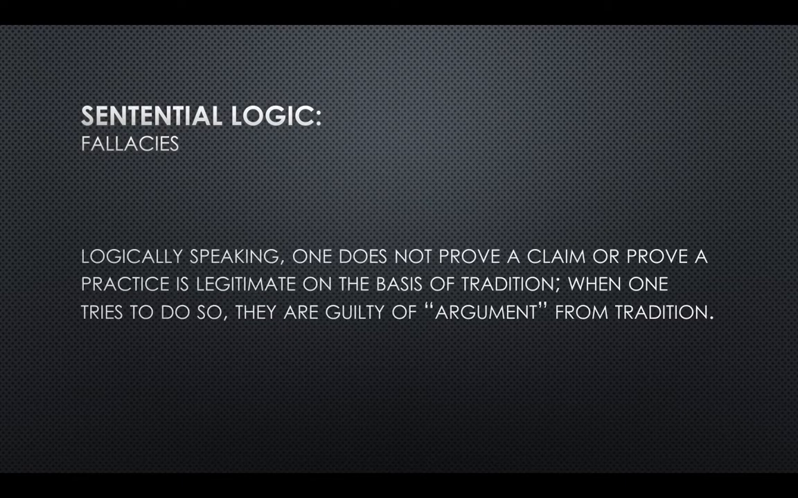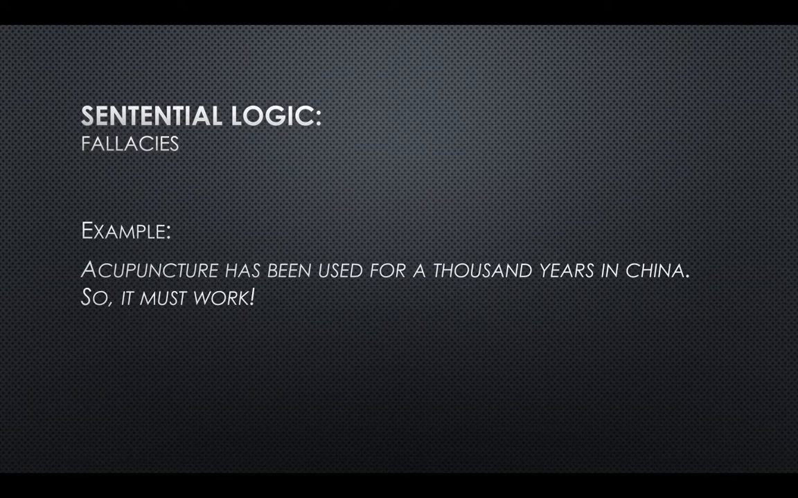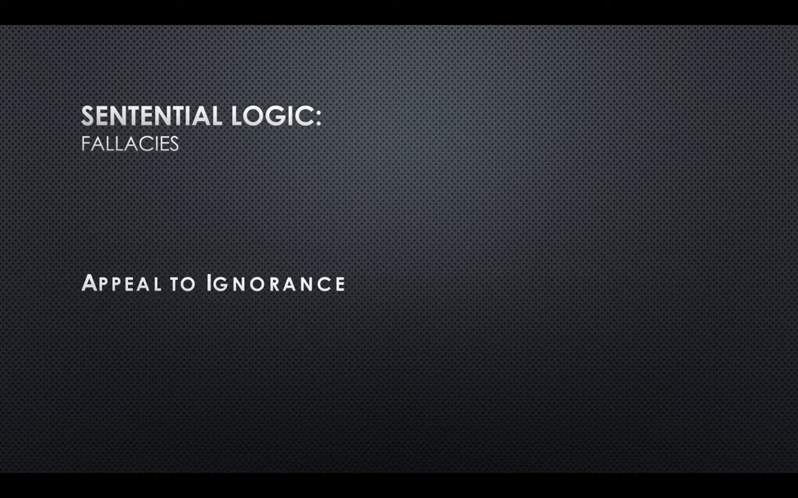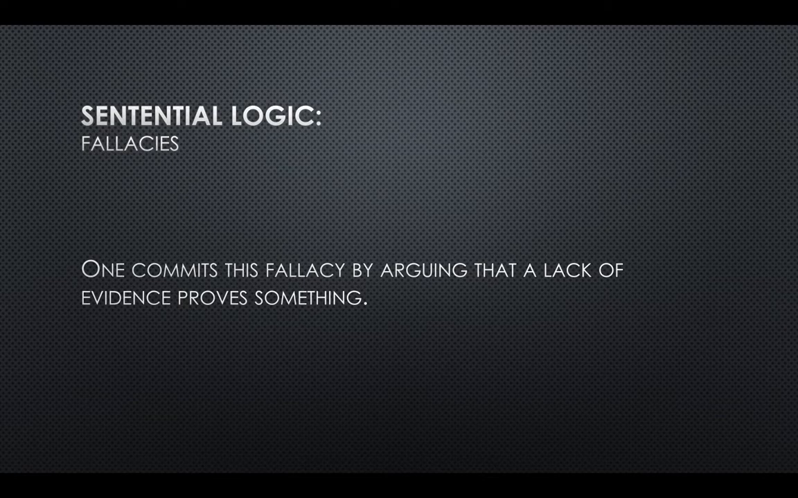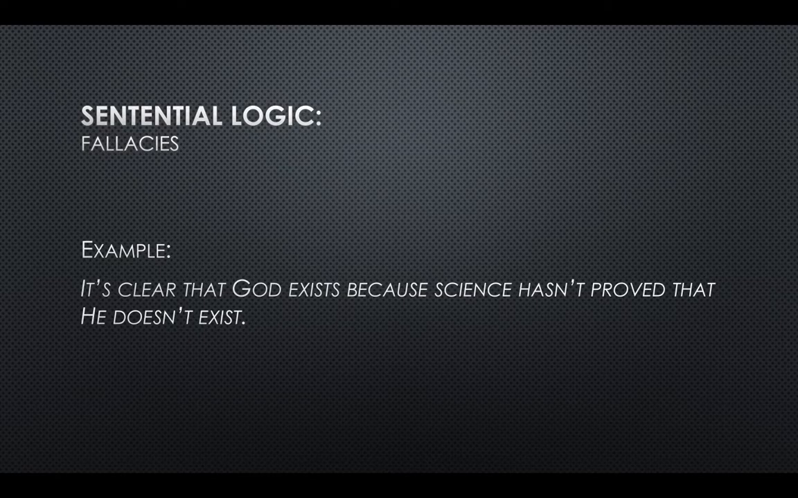Appeal to tradition. Logically speaking, one does not prove a claim or prove a practice is legitimate on the basis of tradition. When one tries to do so, they are guilty of argument from tradition. Example: acupuncture has been used for 1,000 years in China, so it must work. Appeal to ignorance. One commits this fallacy by arguing that a lack of evidence proves something. Example: it's clear that God exists because science hasn't proved that he doesn't exist.